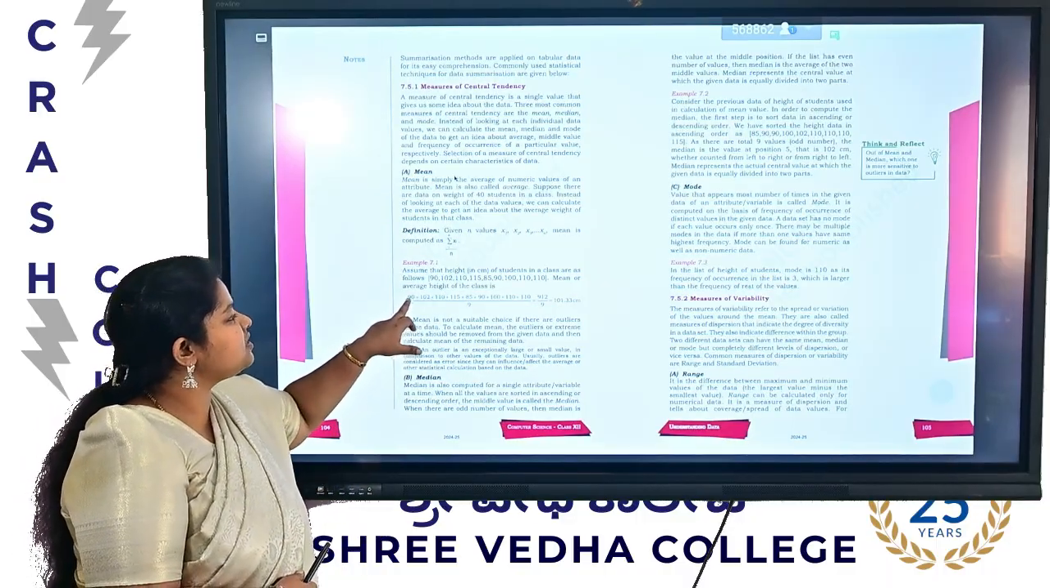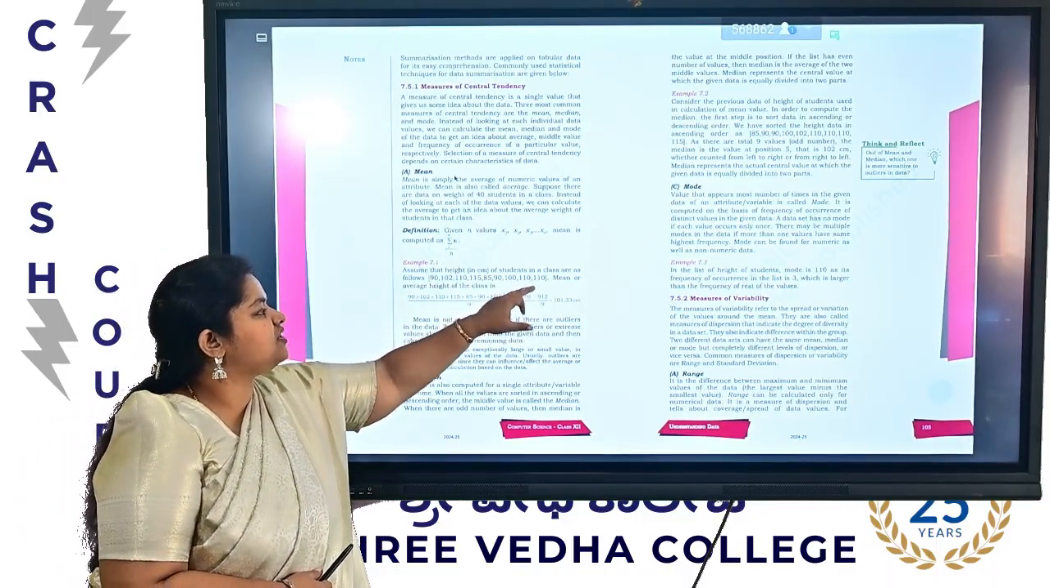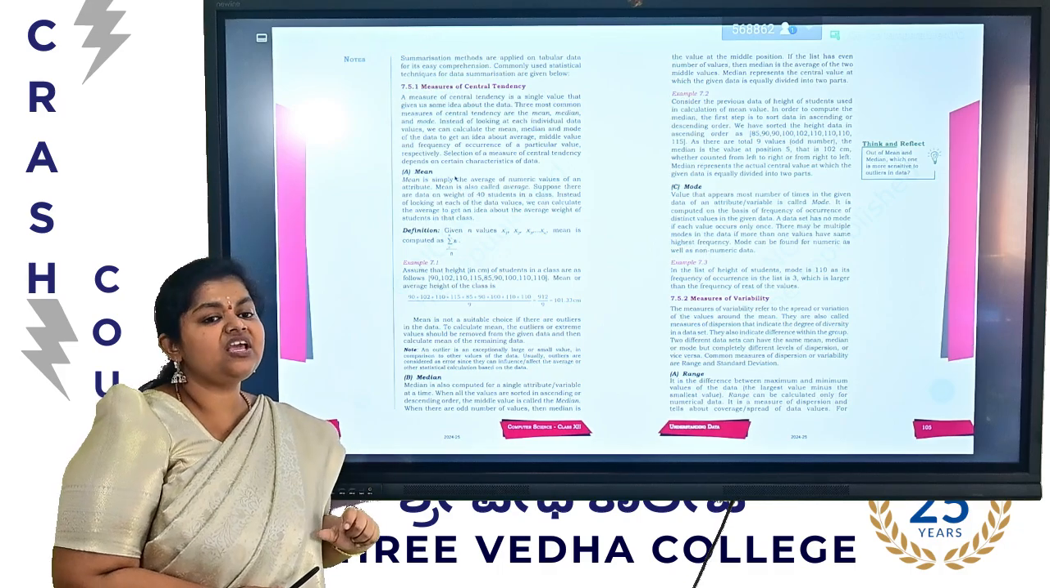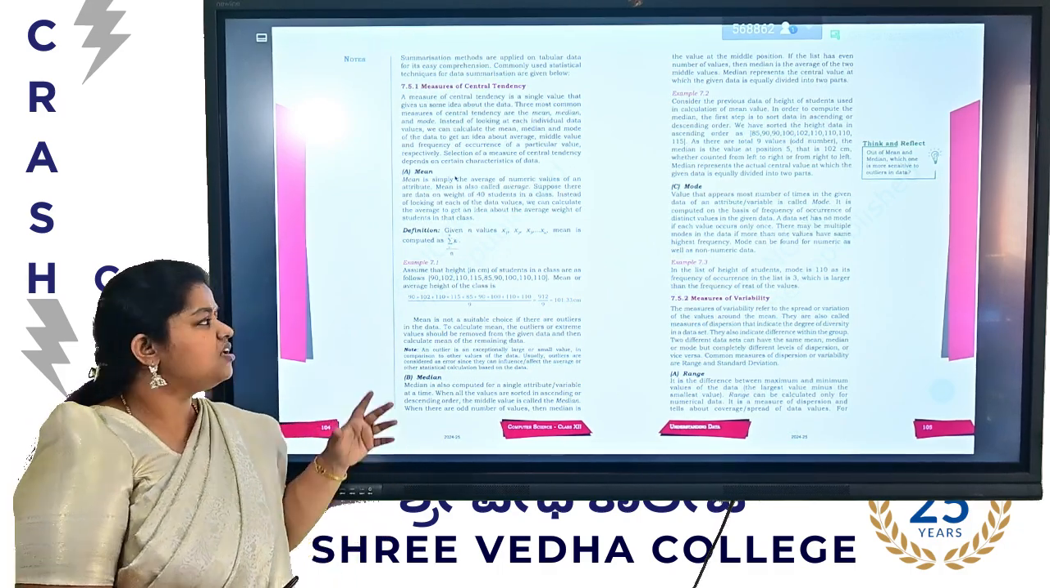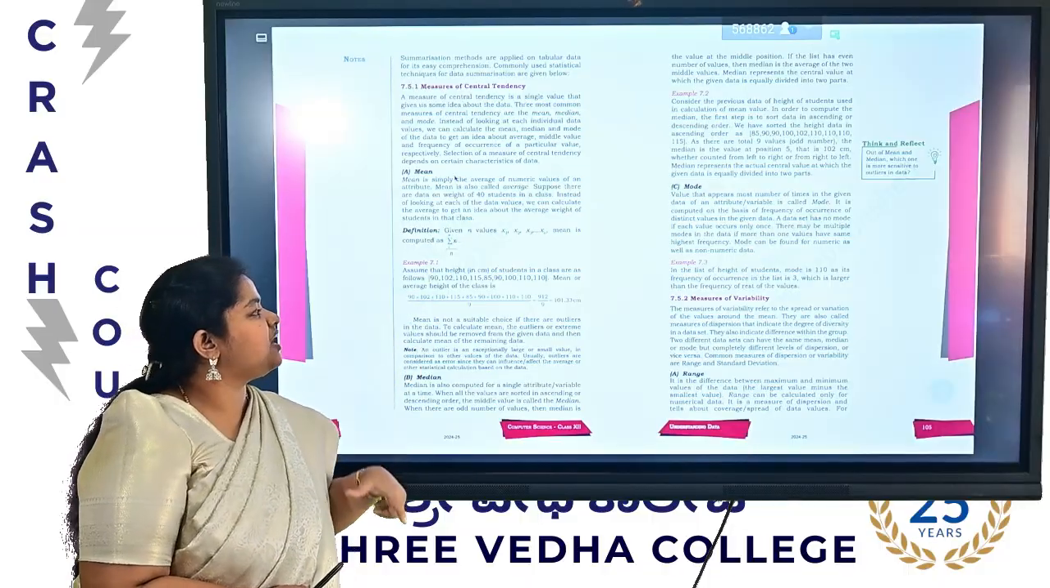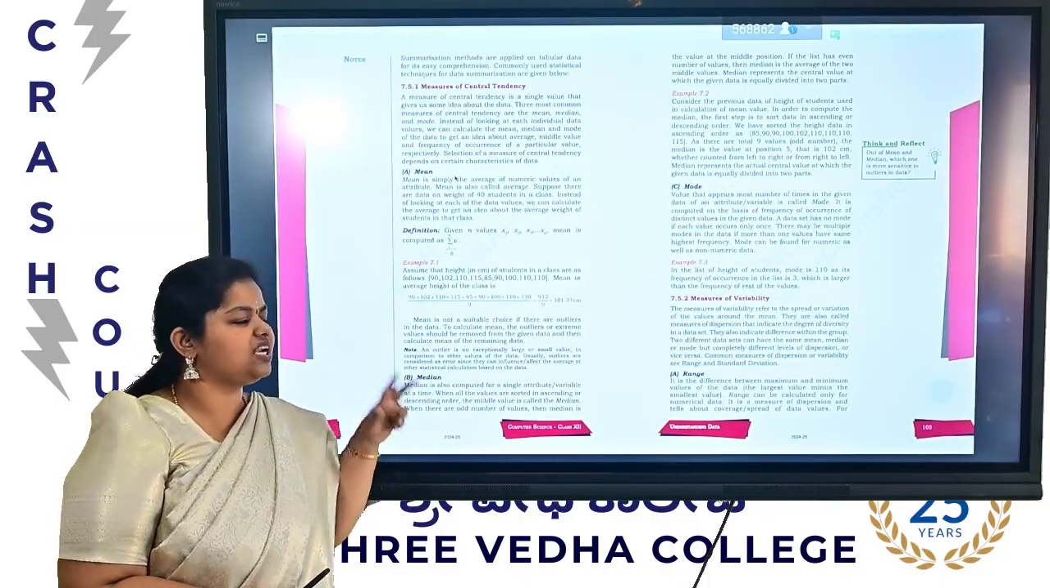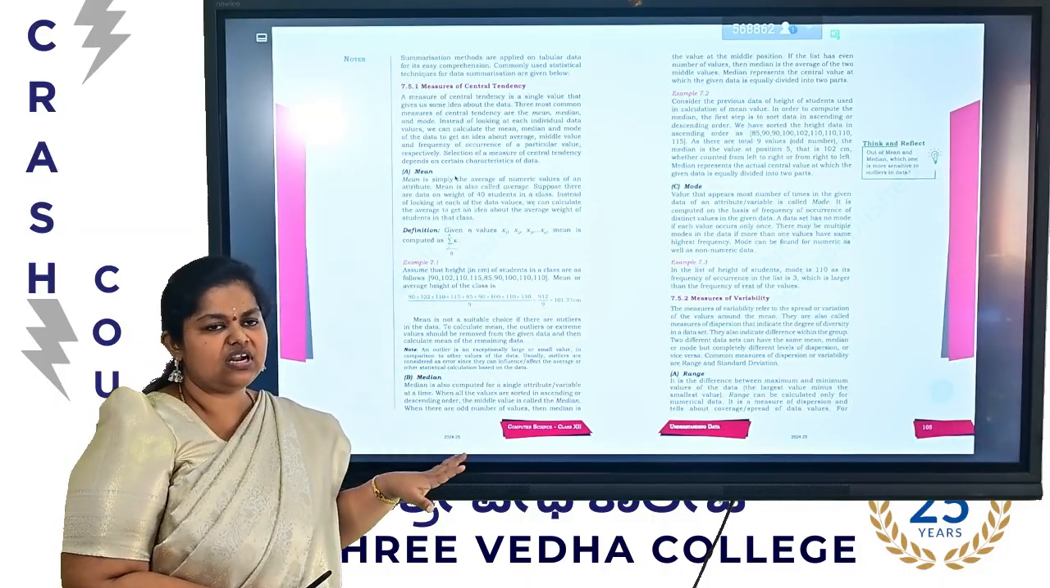Here they have given different types of data, and for that you have to calculate the mean or average. See, mean and average are the same. You learn about mean, but in the exam they may ask you about the average, and you think that both are different. Mean and average are both the same.